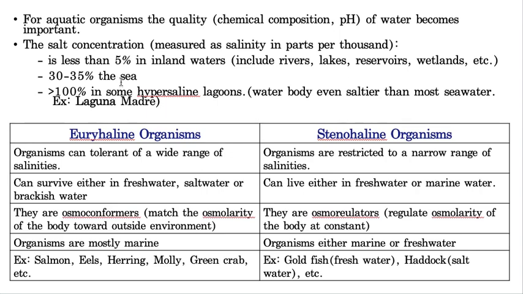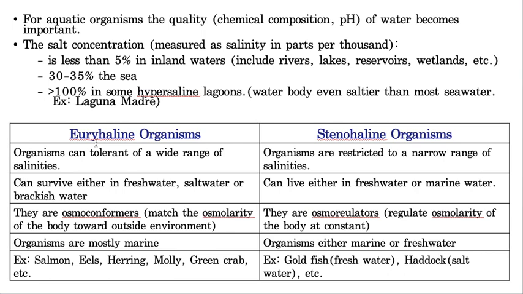Now if you take marine water, that means sea water, the salinity is more than 30 or 35 parts per thousand. Now if you take hypersaline lagoons, there it is more than 100, that means a hypertonic salt solution can be seen in hypersaline lagoons. Hypersaline lagoons are water bodies even saltier than sea water.